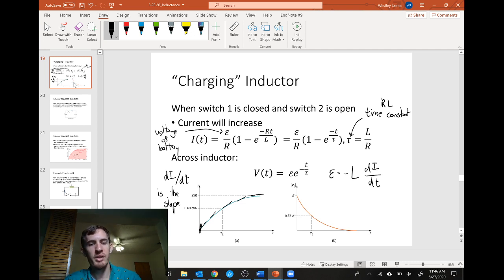And you can see here why this makes sense then. As the change in current with respect to time decreases, and this is absolute value. That's why it's not a negative, absolute value.